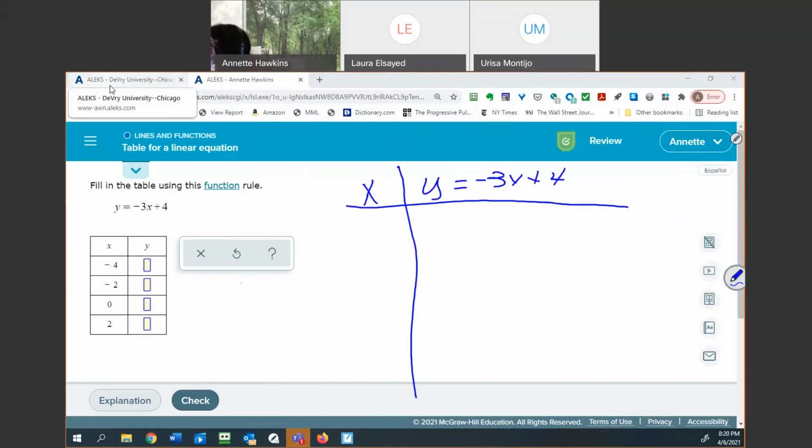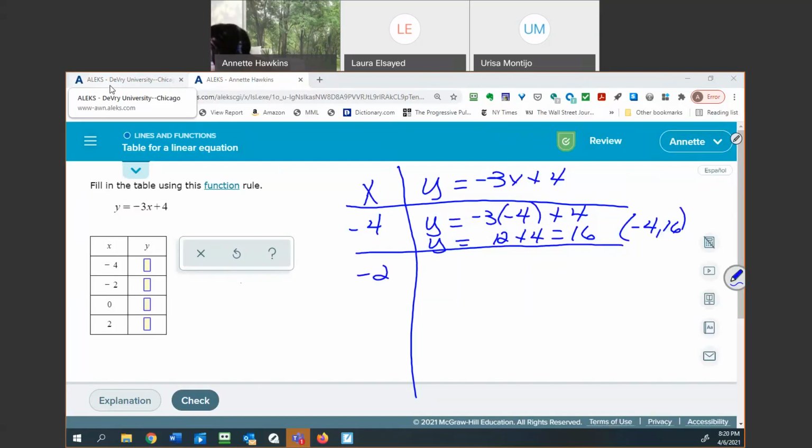First, I'm going to let x be -4. So y equals, everywhere x is, I put -4. So y equals negative times a negative is a positive, and then I get 16. That ordered pair is -4, 16. I let x be -2. Y equals -3 times -2 plus 4. Y equals 6 plus 4, which is 10. -2, 10.